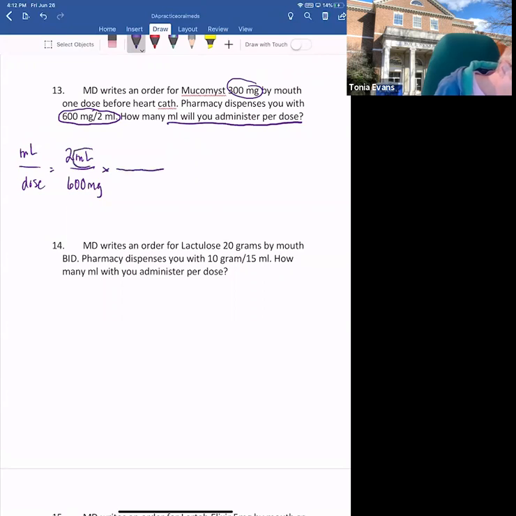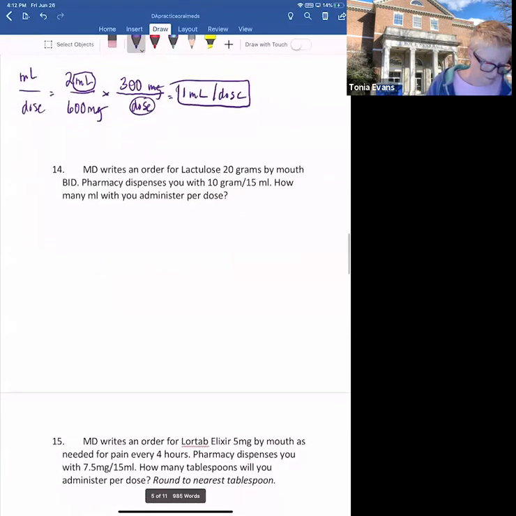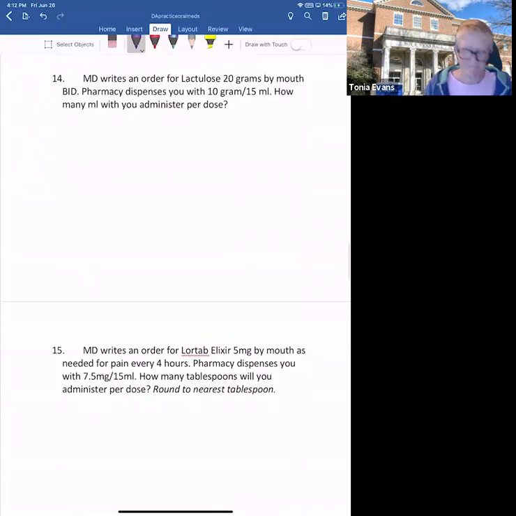Alrighty, so I've got my milliliters and I need to get rid of milligrams. My order is for 300 milligrams per dose. So I'm going to say 2 times 300 divided by 600 equals 1 ml per dose. All right. Y'all with me? Okay.